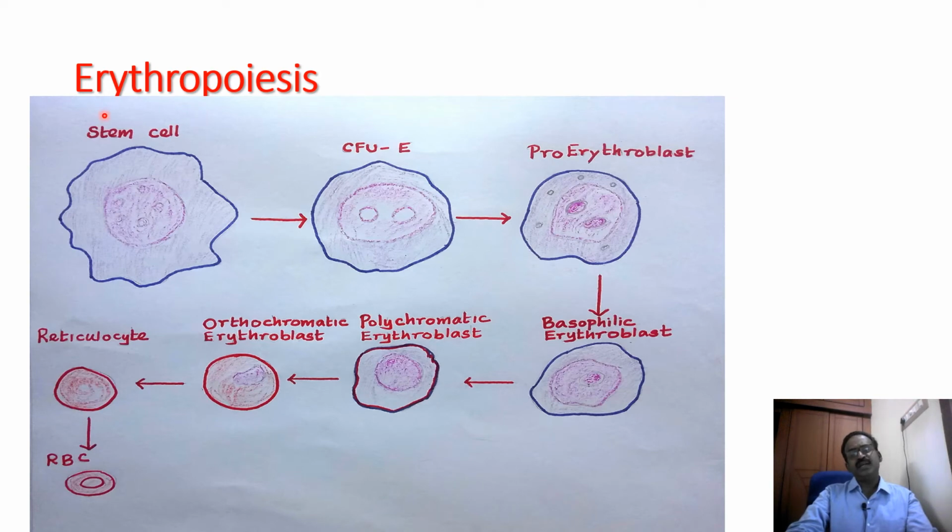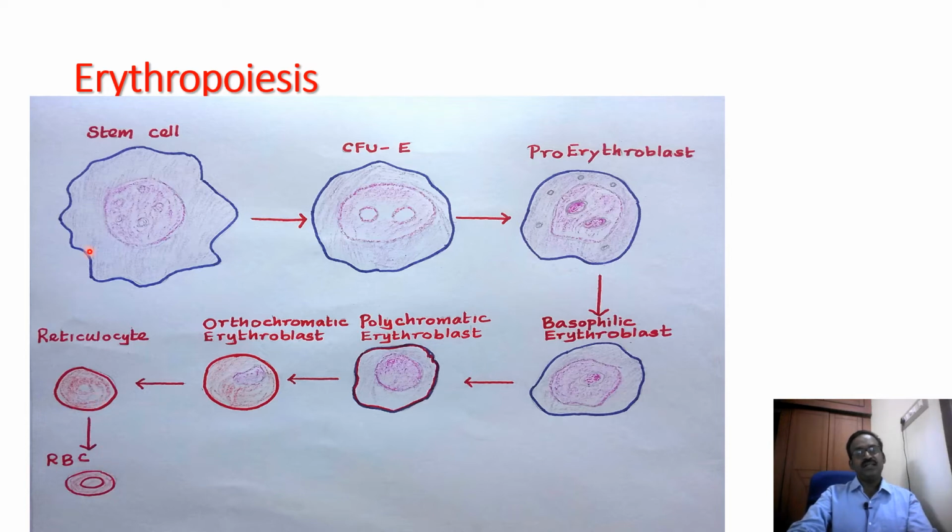This image depicts the stages of erythropoiesis. The stem cell is the mother cell. It gives the committed stem cell. The committed stem cell gives the burst forming unit of erythrocytes. It gives the colony forming unit of erythrocytes. It gives the proerythroblast. Proerythroblast gives the basophilic erythroblast, and basophilic erythroblast gives the polychromatic erythroblast. It gives the orthochromatic erythroblast, and the reticulocyte forms the RBC.